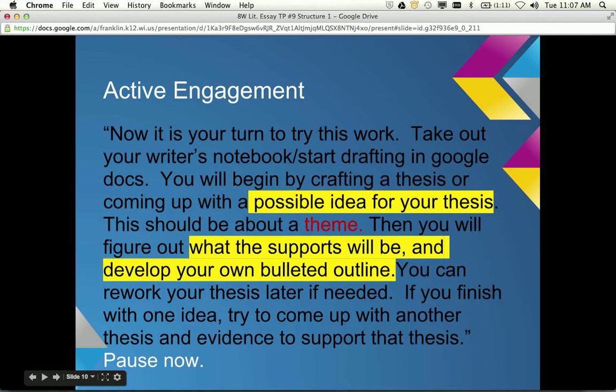So now it's your turn to try this work. Either take out your writer's notebook and continue in there, or go back to your document that's in Google Docs, and this time label it Structure 1, Theme. You will begin by crafting a thesis or coming up with a possible idea for your thesis. This should be about a theme. Then you will figure out what the supports will be and develop your own bulleted outline. You can rework your thesis later if needed. If you finish one idea, try to come up with another thesis and evidence to support that thesis, because we know there's more than one theme in this book. So I want you to pause now, and I want you to come up with a thesis based on your theme and 3 pieces of evidence that you could develop a paragraph around.